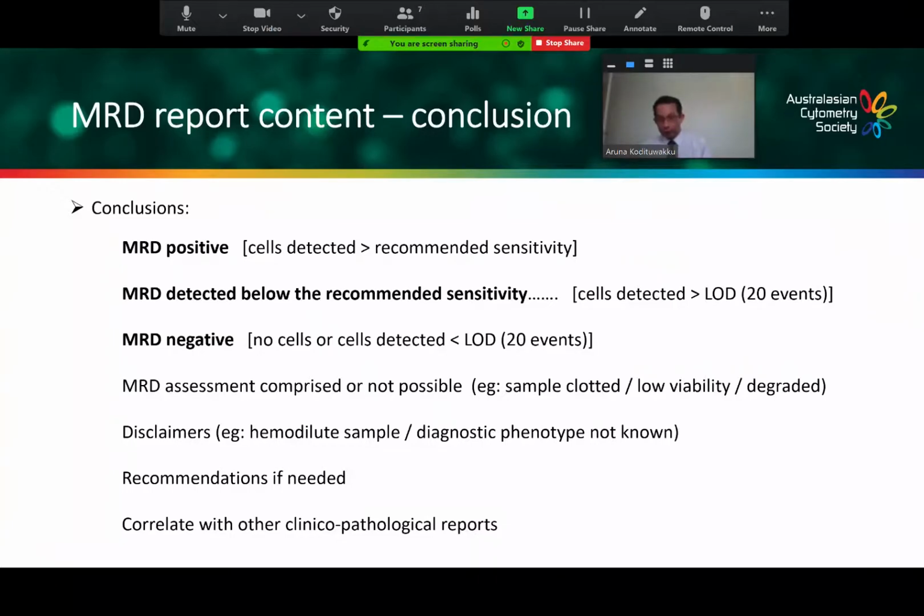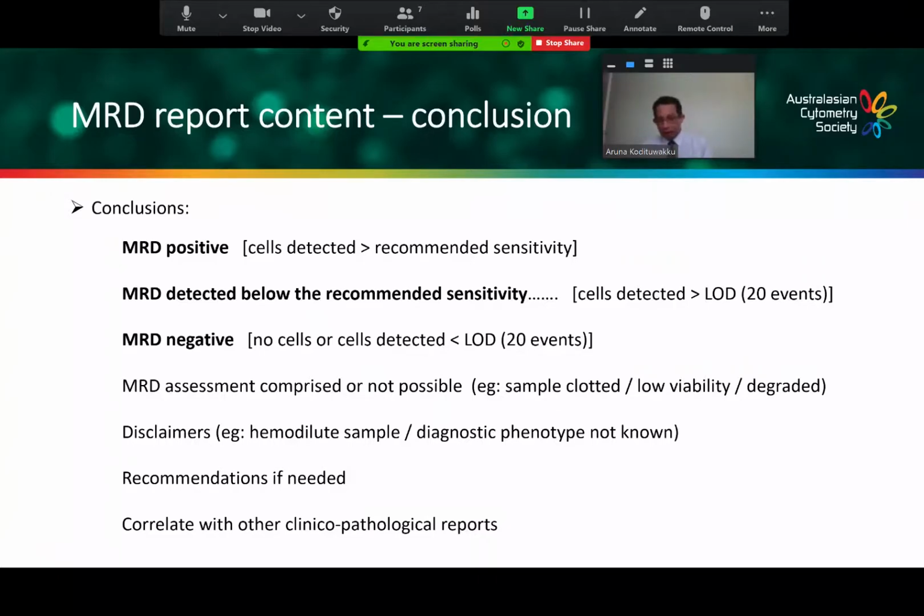And here you could include the recommended sensitivity and the level of detection. So as Neil and Edward suggested, in some cases, this could be important information. If the MRD cells are not detected at all, or detected below the level of detection, that's 20 cells, it can be reported as MRD negative. So those are the three stages of MRD reporting in the conclusion.